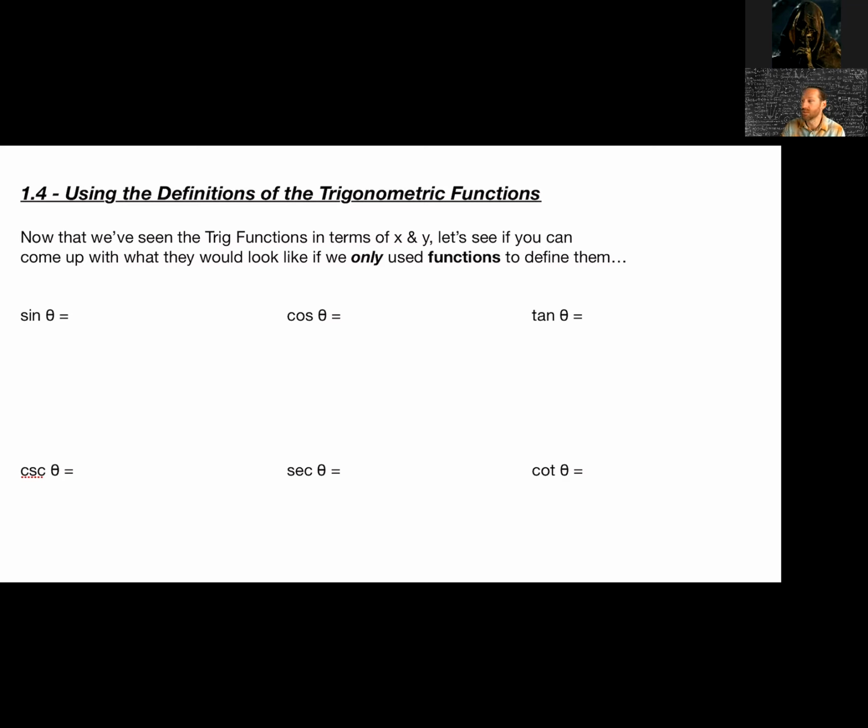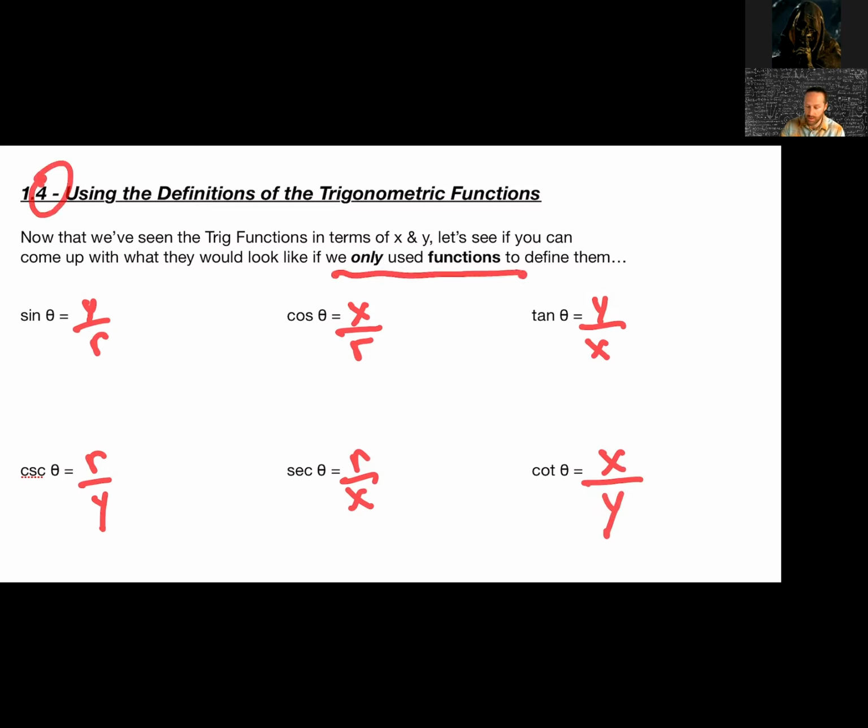Good. Somebody put in the chat, reciprocal. That is the proper term. Very good. Excellent. So if this is y over r, then this would be r over y. x over r, r over x, y over x, x over y. But what we're trying to do now in this last section of chapter 1 is change it to only write these trig functions in terms of other trig functions.